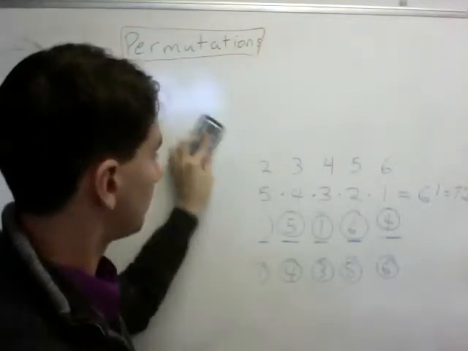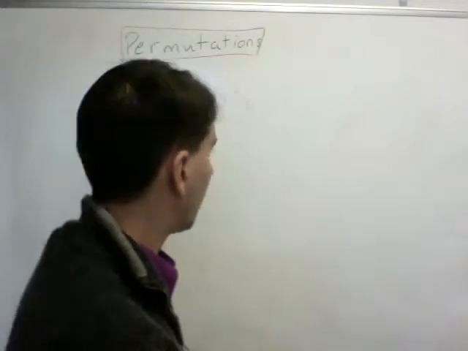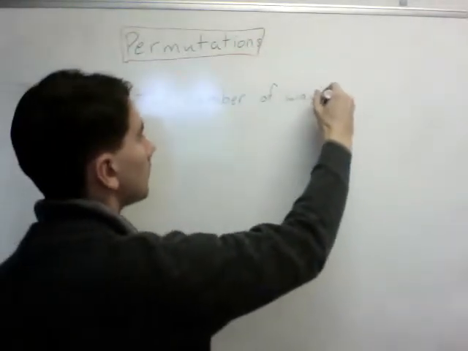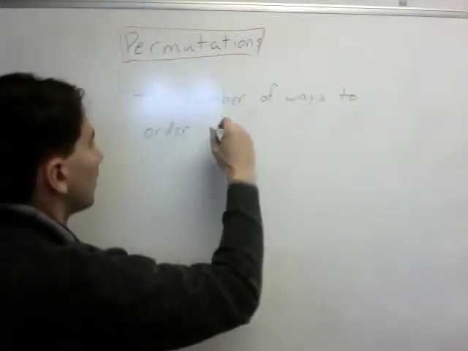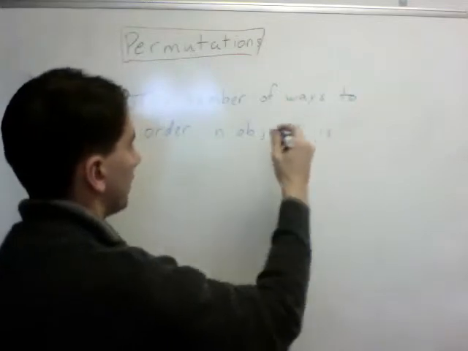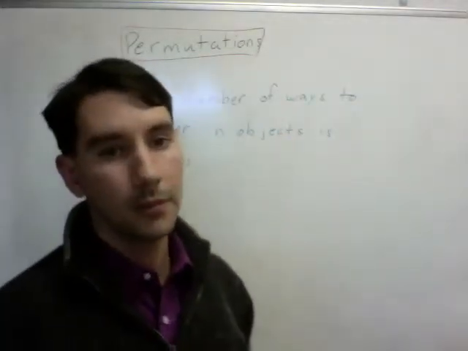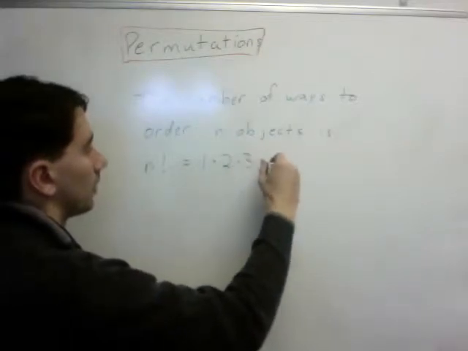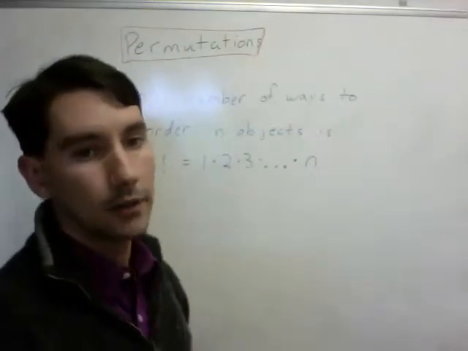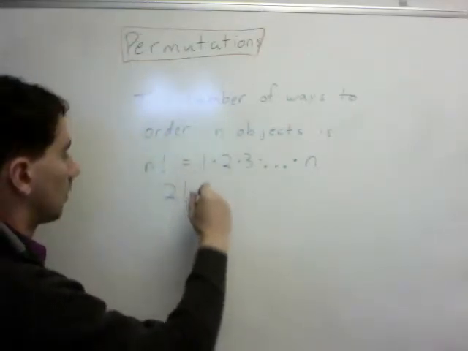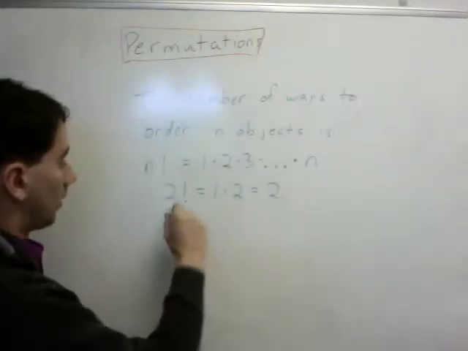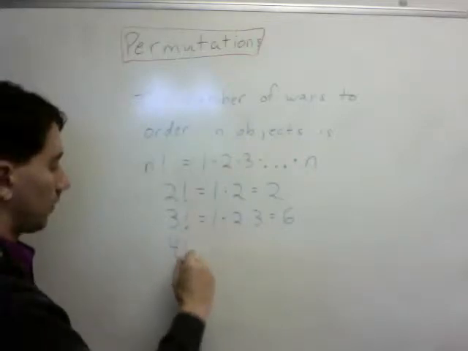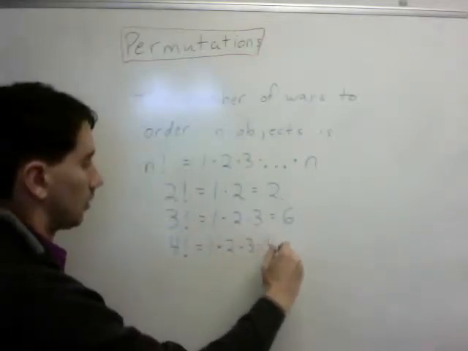So in general permutations, the number of ways to order n objects is n factorial, which you may or may not be familiar with that notation. So n factorial just stands for 1 times 2 times 3 and so on until you get to n. So for example, 2 factorial is 1 times 2, which equals 2. 3 factorial is 1 times 2 times 3, which equals 6. 4 factorial equals 1 times 2 times 3 times 4, which is 24.